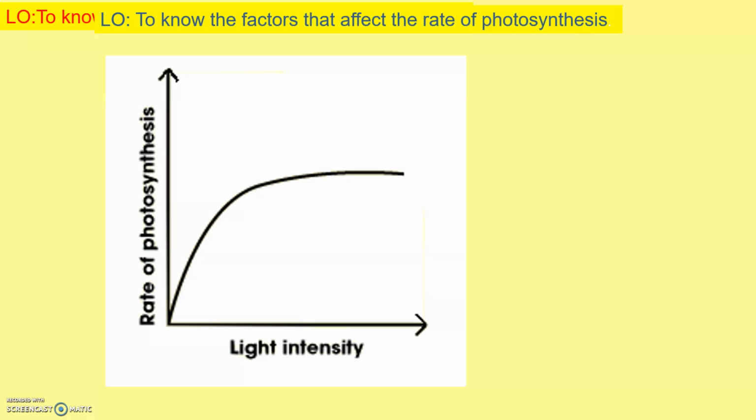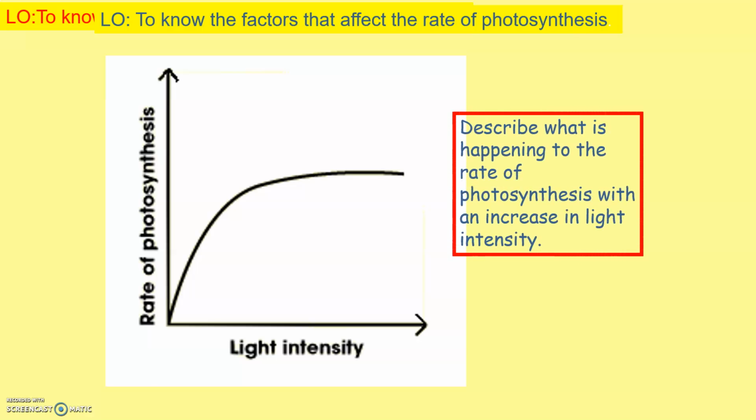Okay, so there's a graph there of light intensity plotted against the rate of photosynthesis. What I'd like to do is just pause the screencast for a couple of minutes and try and answer this question. So describe what is happening to the rate of photosynthesis as the light intensity increases.